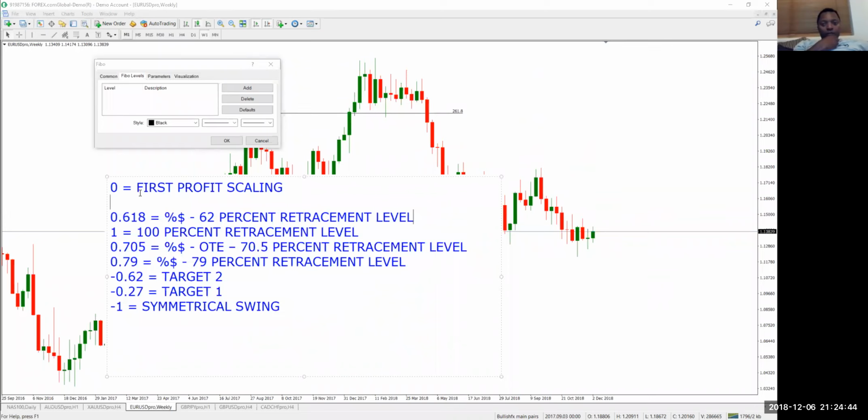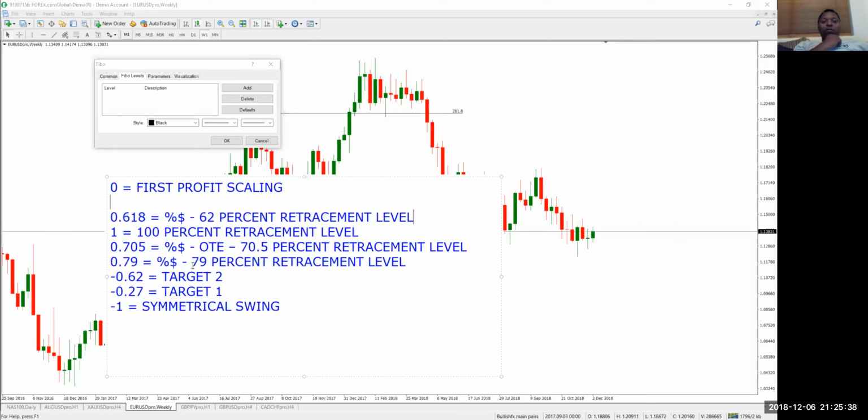And then we've got the 62% retracement, the 100% retracement, the 70.5, which is our optimum trade entry. This is where we look to enter the trade in anticipation of a continuation of price in the original direction. If it's a bullish momentum that we have used our fib on, once we get a 70.5% bearish retracement, then we look to go long from the 70.5%, which is the optimum trade entry. The 79% is for those traders who don't like to take too much risk on the 70.5, traders who are trying to safeguard themselves from the stop hunt.